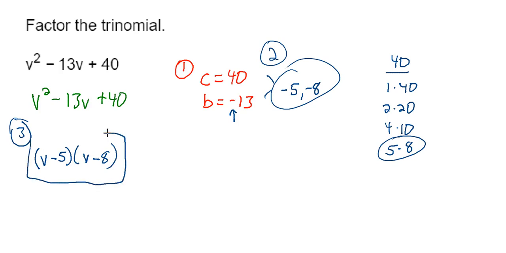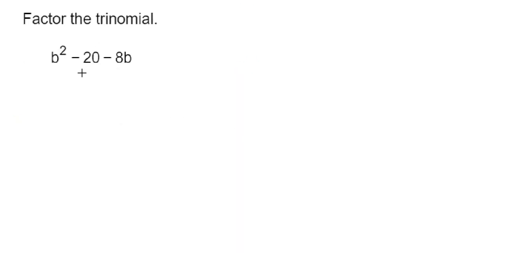And so that'll be the answer. And again, you could check by FOILing that out. All right. Let's look at the next example. This one, what you want to do is rearrange it so that it's in the right order. So you want to go from highest to lowest power before you start trying to factor it. So I'm going to rewrite this problem, b squared, but then I'm going to put the minus 8b second and then the minus 20 last. So it's in standard form.